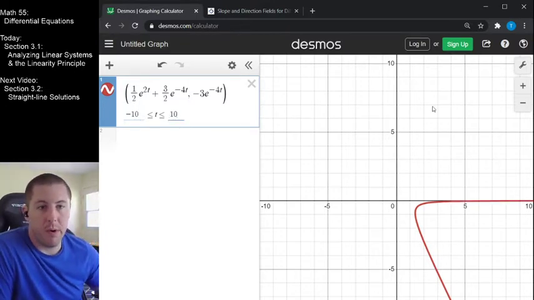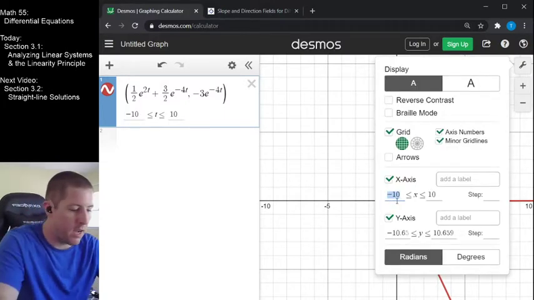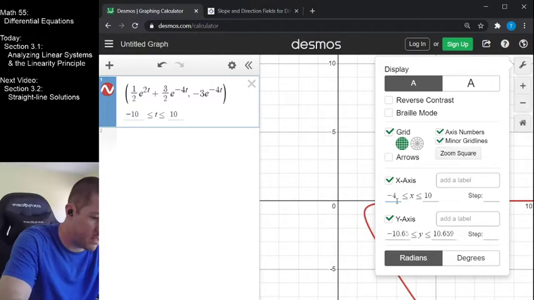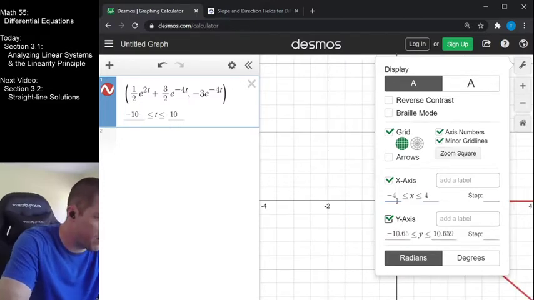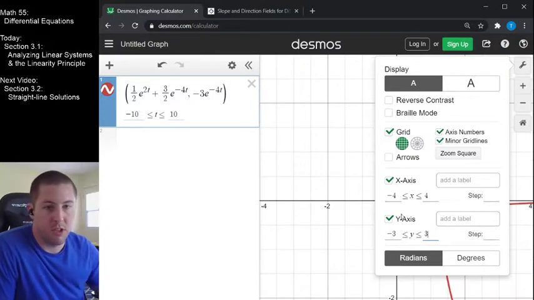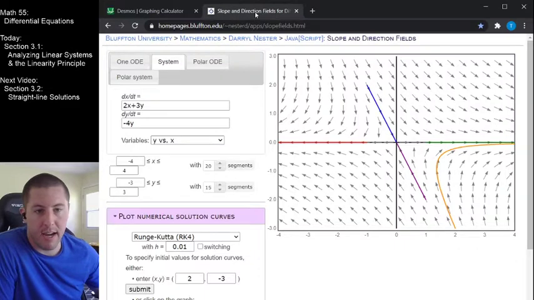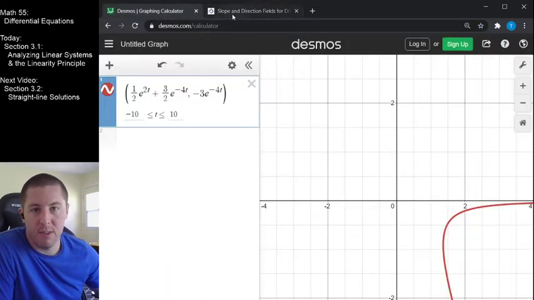And this is exactly where we were at here. I think that when we were looking at this at the Bluffton site, we were going from negative 4 to 4 and from negative 3 to 3. And so this should be our same viewing window right there. And this looks a ton like that curve that we were just seeing, right? So hopefully you are feeling pretty good about this.